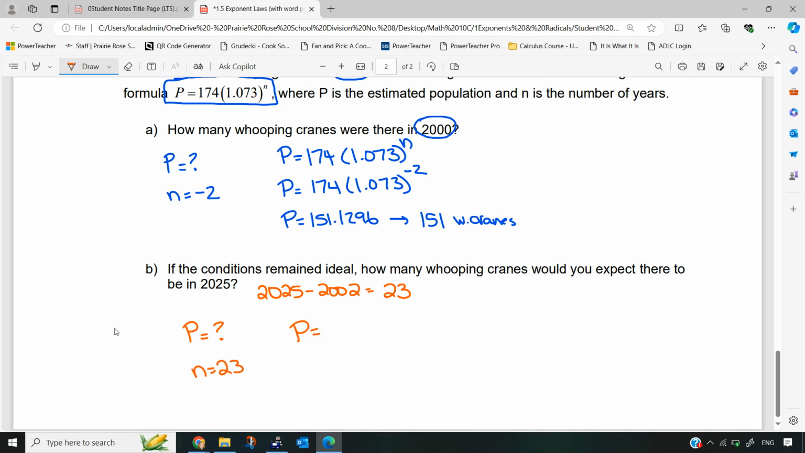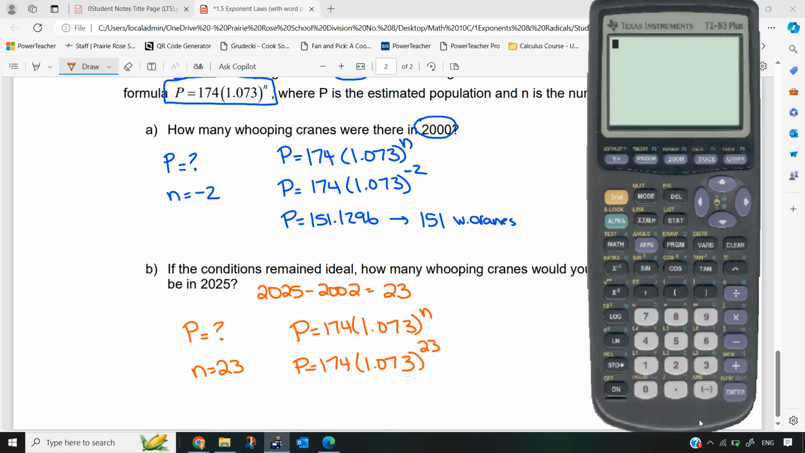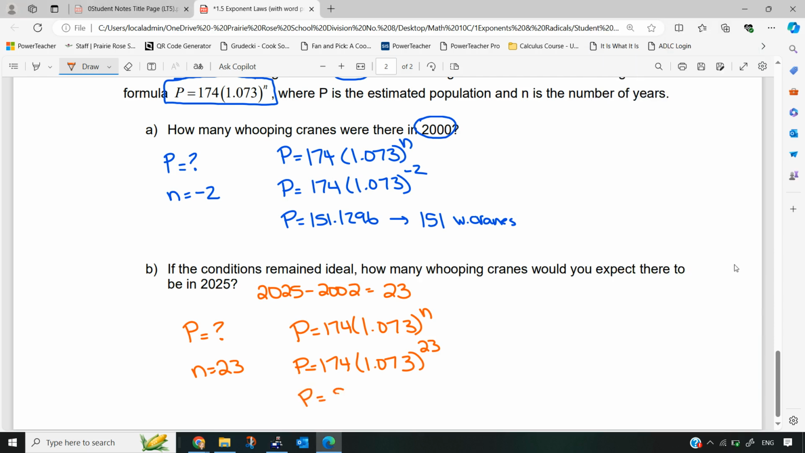So our formula again, 174 times 1.073 to the n, we're going to have 174 times 1.073 to the exponent of 23. So again, we'll move to our calculator: 174, bracket 1.073, close your bracket, to the exponent 23. And we're estimating about 879.7, so about 880 whooping cranes.